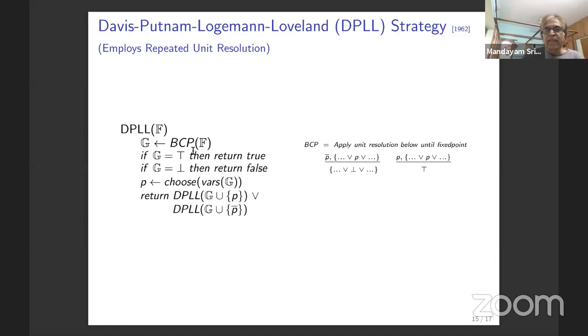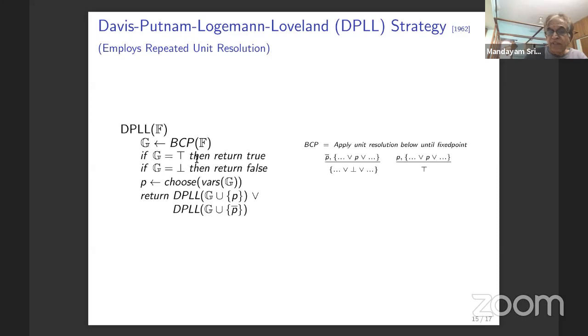It is quite possible that as a result of BCP, some of the clauses may get simplified to either true or false. If it simplifies to false, it's false. So some of the clauses may simplify to true, but there could be some clauses which still simplify to neither true nor false. Only in that case, you choose a variable.